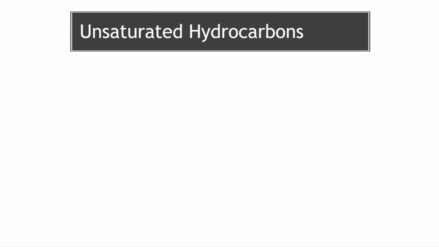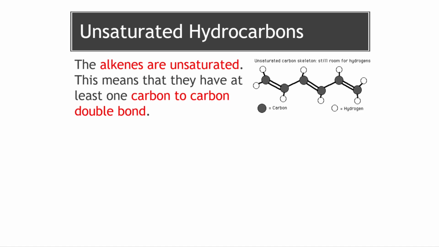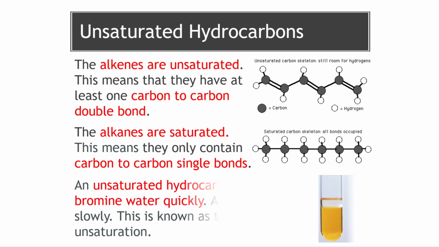So they wouldn't be described as being saturated, they'd be described as being unsaturated. So the alkenes are unsaturated. It means they've got a carbon to carbon double bond. The alkanes, as we said before, were our first homologous series, they only contain single bonds, so they're saturated.